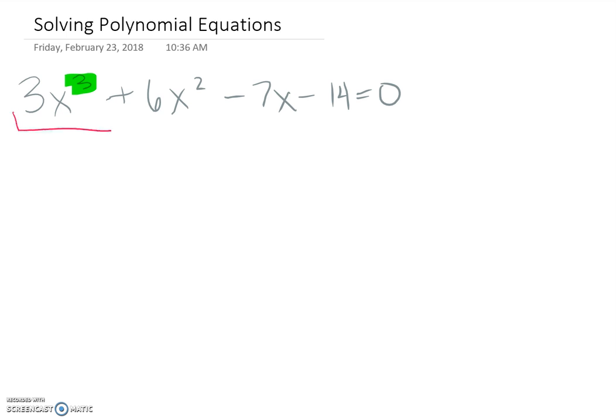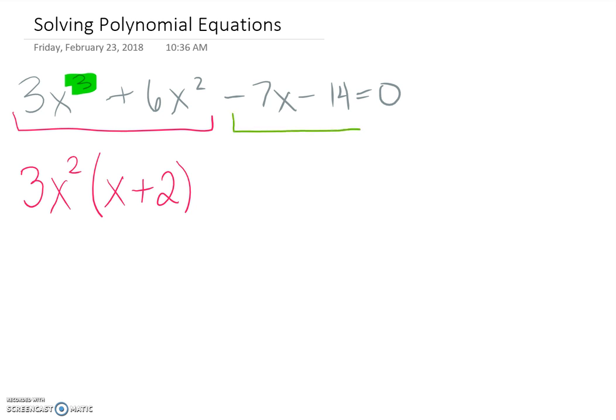So I'm going to group these first 2 terms together. I'm going to find their GCF. What I notice is these 2 terms have a common factor of 3x squared. So I'm going to factor out 3x squared from those first 2 terms. If I were to distribute 3x squared, I would need x plus 2 in parentheses to get me back to this original expression. I'm going to use the same strategy now.